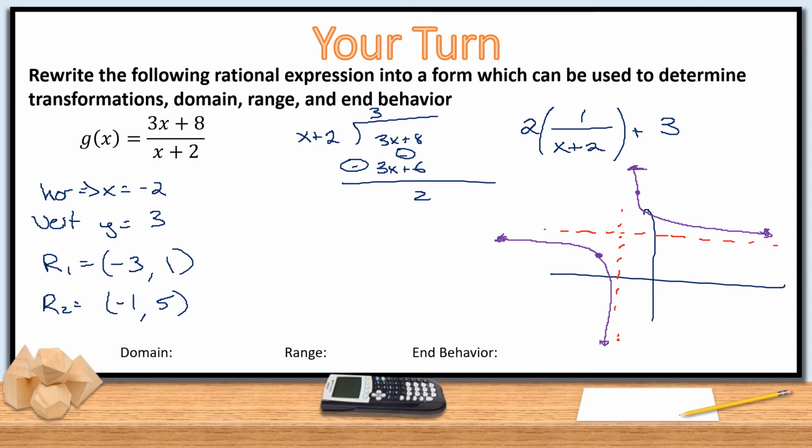All right, so domain, x is not equal to -2. Range, y is not equal to 3. And end behavior, x goes towards positive infinity, y goes towards 3 from the positive side. X goes towards -infinity, y goes towards 3 from the negative side. How'd you guys do with that?